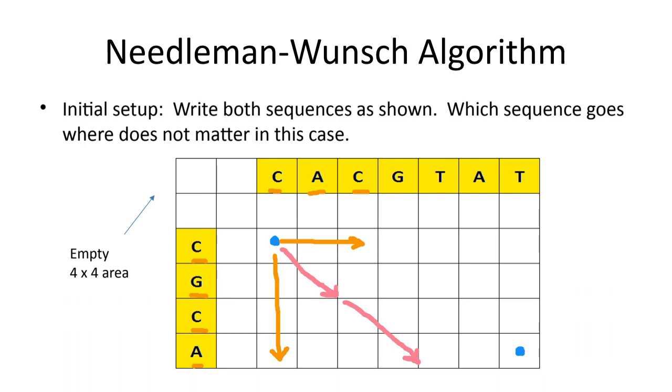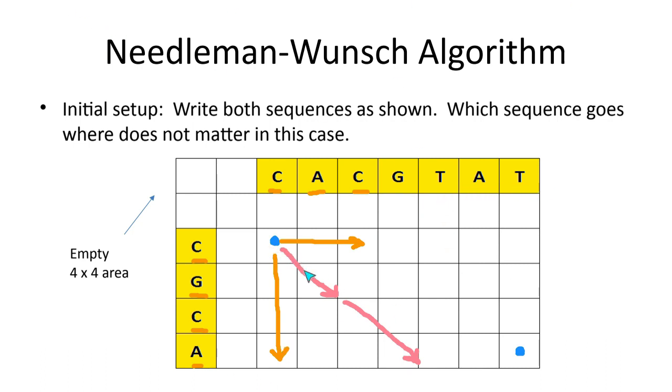We know there are going to have to be some gaps somewhere in here because these two sequences aren't the right length. And that shows by the fact that we could not just go diagonal and get to that final square. If we just went diagonal, we'd align the C and the C, the A and the G, the C and the C, the G and the A, and then we'd have three letters left over.